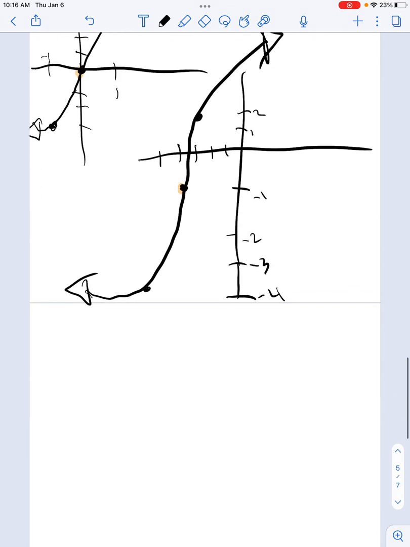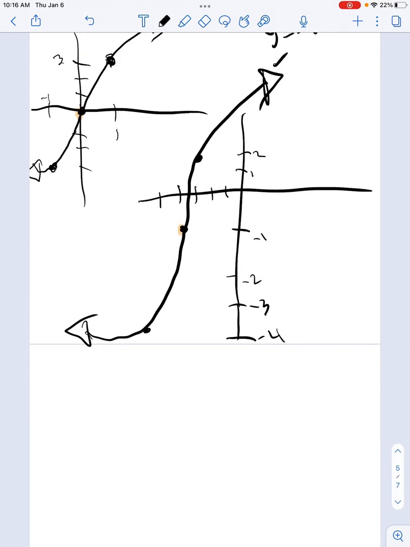Last part is to figure out the domain and range. Again, I use all x values and all y values. Domain is all reals, range is all reals as well.